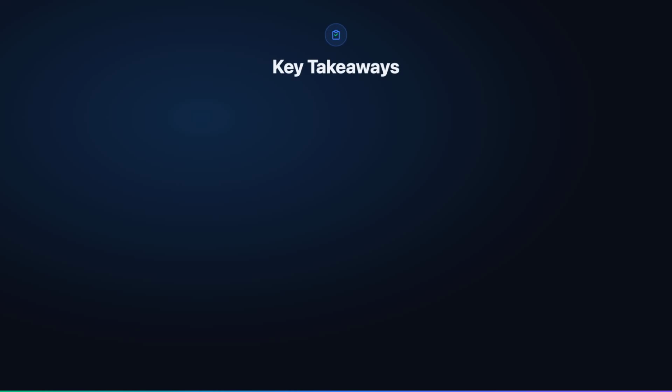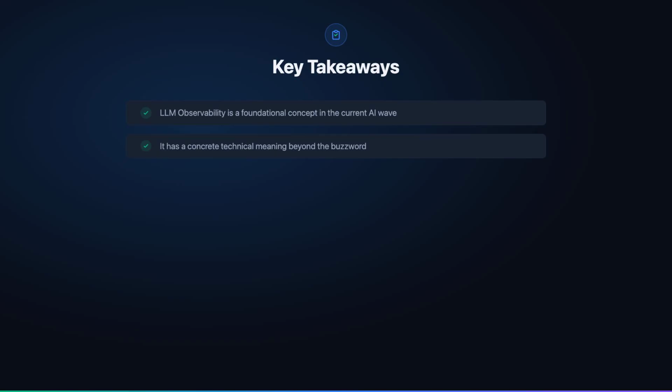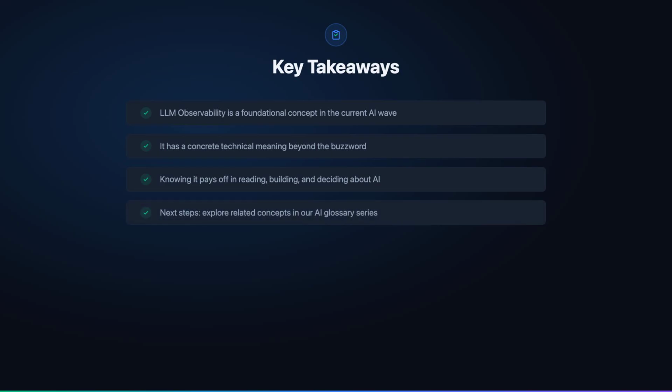Let's recap the key takeaways on LLM observability and what to do next. LLM observability is one of the foundational concepts shaping the current AI wave. It has a concrete technical meaning beyond the marketing, and that meaning is worth learning. Knowing it pays off when you read AI content, build AI products, or make decisions about AI investments. A natural next step is to explore the related concepts in our AI Glossary series, where each term gets the same treatment.